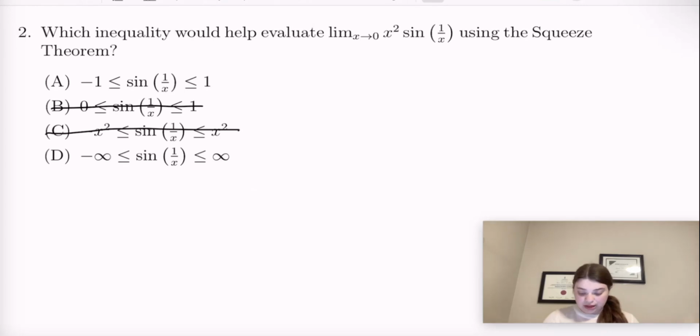And then the last one, yes, that is true, right? It is true that it would have to be between negative infinity and infinity technically. Now, the question is, which one of these would actually help us solve squeeze theorem? Well, the last one doesn't really help us very much. It's very vague. It's basically saying that sine of 1 over x can be any number at all, right?